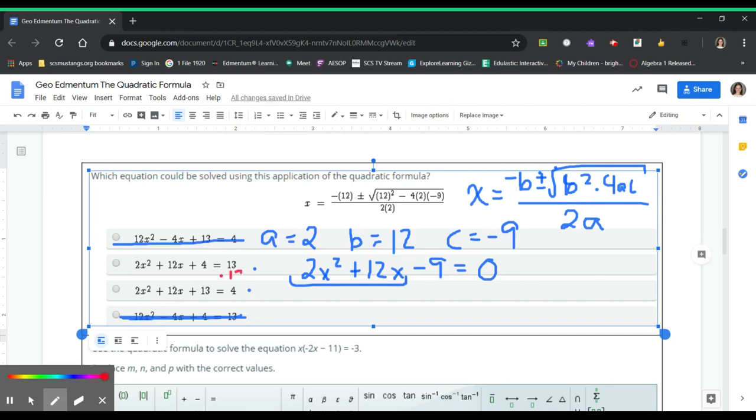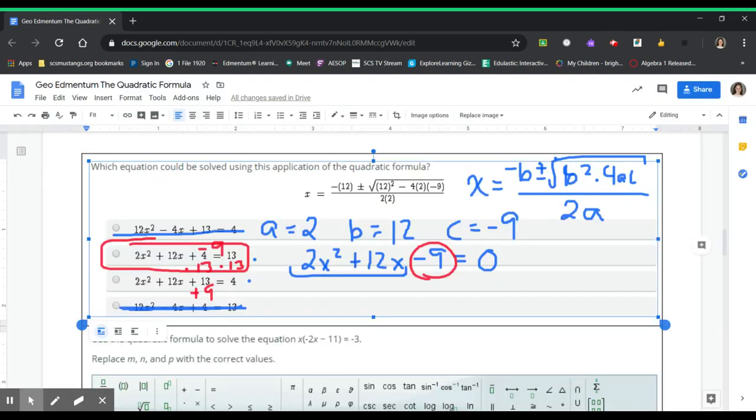So I'm just going to go ahead and do the math real quick. I'm going to subtract 13 from here. And then 4 minus 13 will give us our negative 9 that we were looking for over here. And just to double check, 13 minus 4 will give us a positive 9, which we do not want. We want the negative 9. So our answer is going to be the second one here.